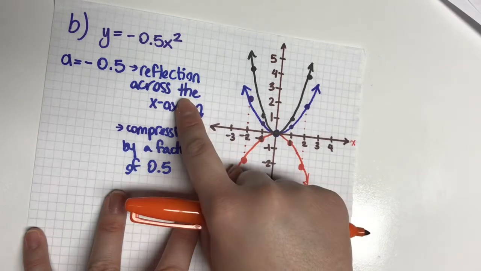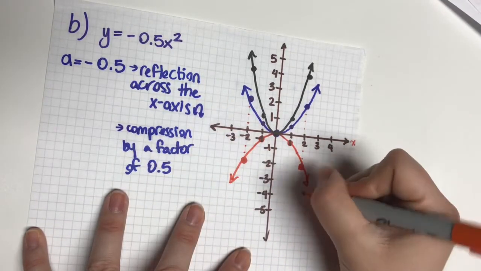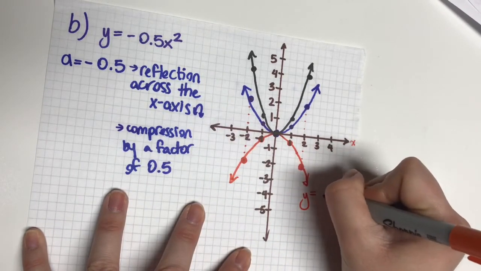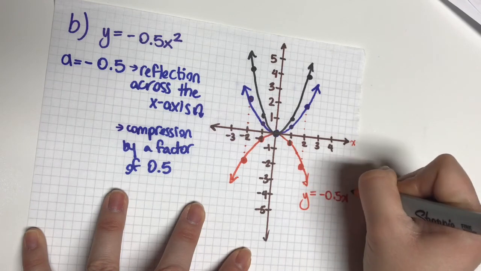Okay, so I've done my reflection, I've done my compression, I'm done. This is my transformed graph. Y is equal to negative 0.5 x squared.